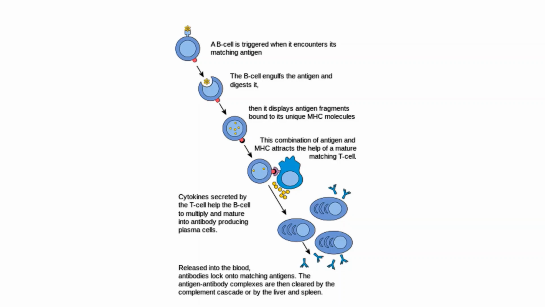When these are released into the blood, these antibodies lock with the matching antigens and antigen-antibody complexes are formed, that are then cleared by the complement cascade, by the liver or the spleen.